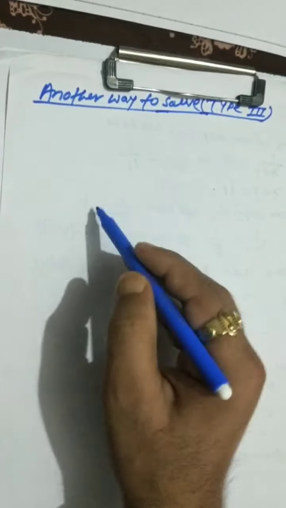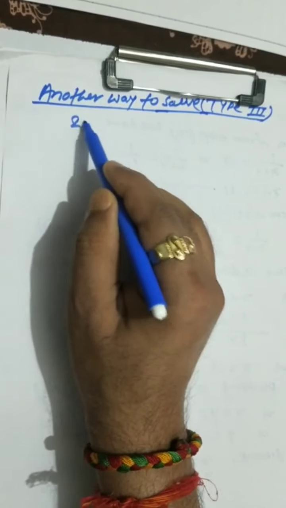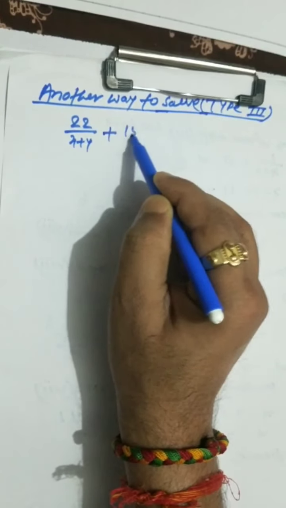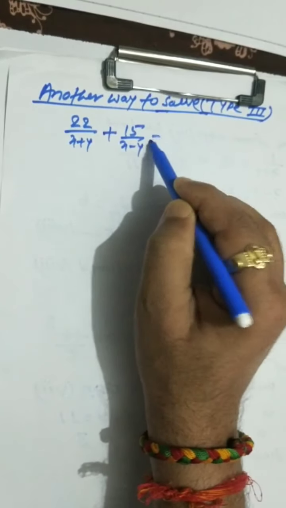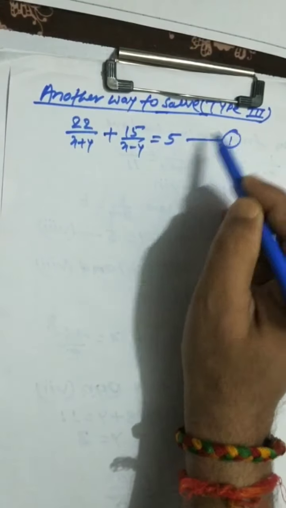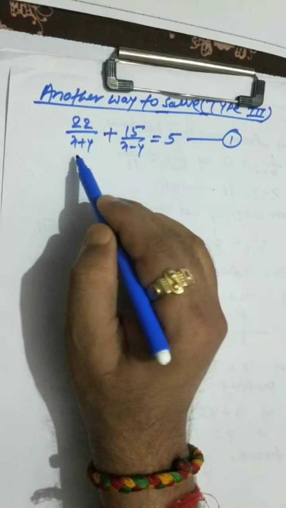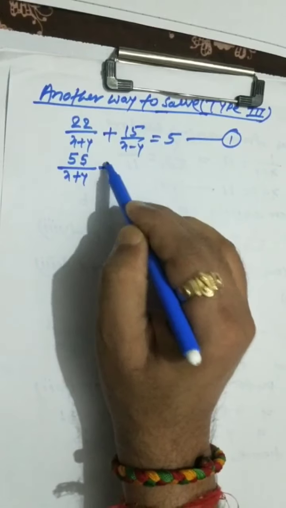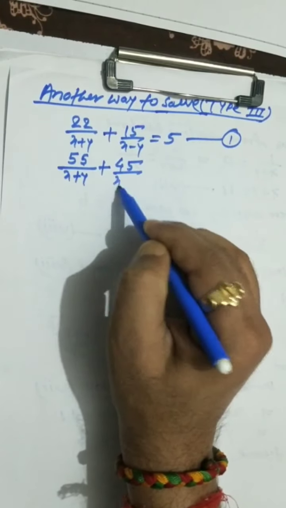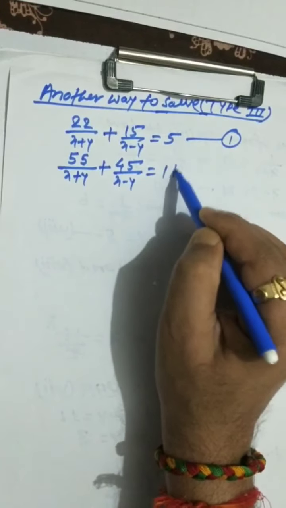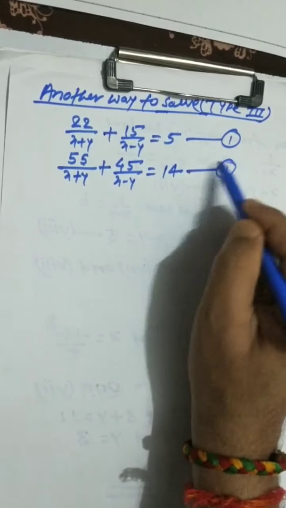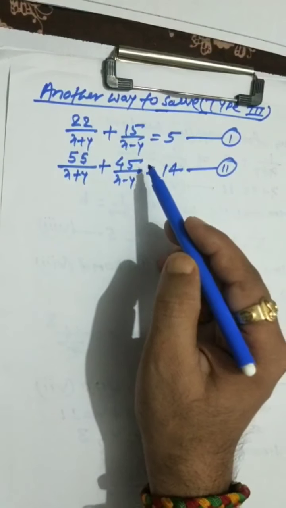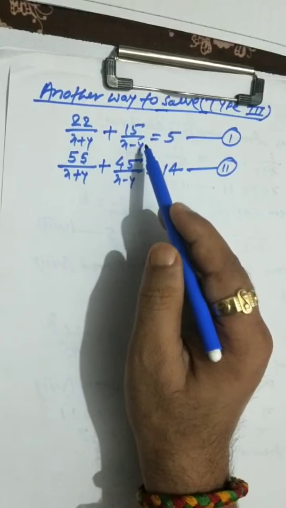Okay, so let us write the equation first. 22 by x plus y plus 15 by x minus y is given in equation first, and this is your equation first. The second equation is 55 upon x plus y plus 45 upon x minus y is equal to 14. This is your equation second. Now the same process will be there, but we are going to solve it directly.